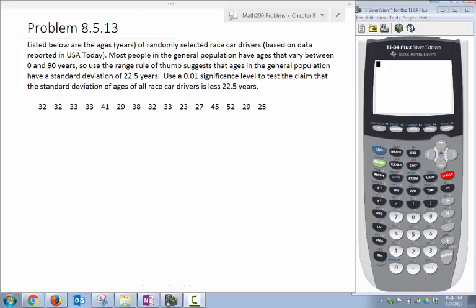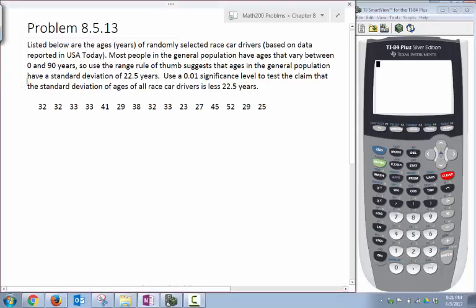They want us to use a 0.01 significance level to test the claim that the standard deviation of ages of all race car drivers is less than that range rule of thumb standard deviation, 22.5. So this is a hypothesis test, and it's always good to try to figure out what we're testing. We're testing the claim, and the claim is that the standard deviation is less than 22.5. So let's write that out in symbols. The standard deviation is sigma, and we're saying it's less than 22.5.